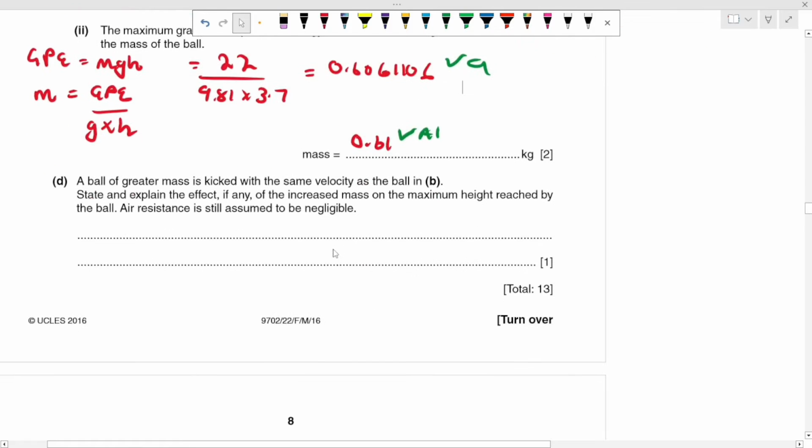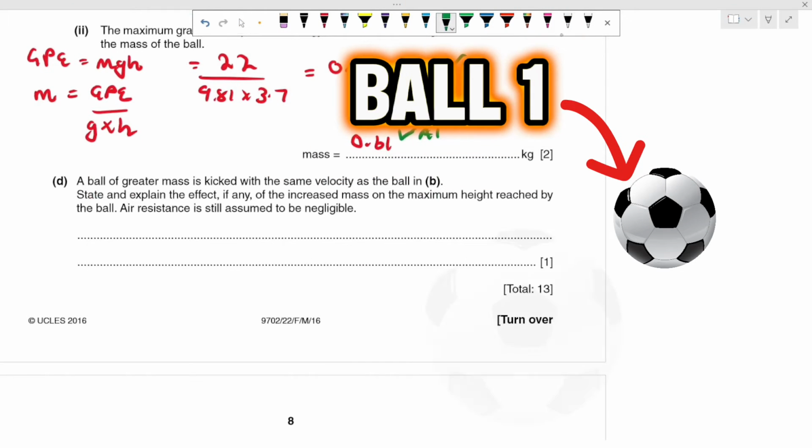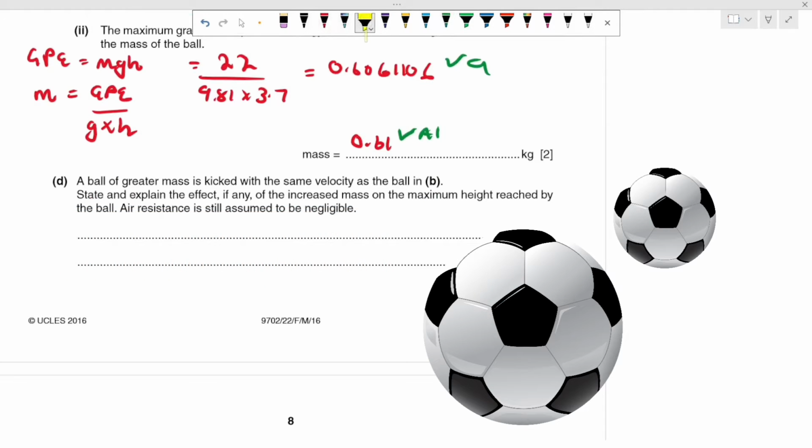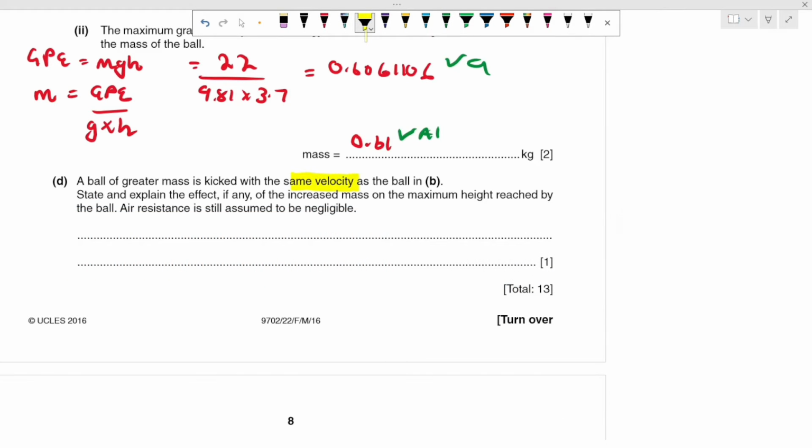D. A ball of greater mass. So we had one ball, now we have a ball with a greater mass that is kicked, but there's a catch: at the same velocity. State and explain the variation, if any, of the increased mass on the maximum height reached by the ball. So essentially what we want to find is, can a change in mass affect the maximum height?